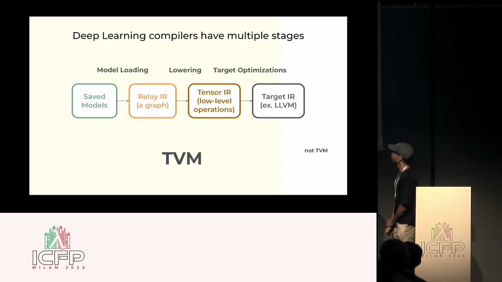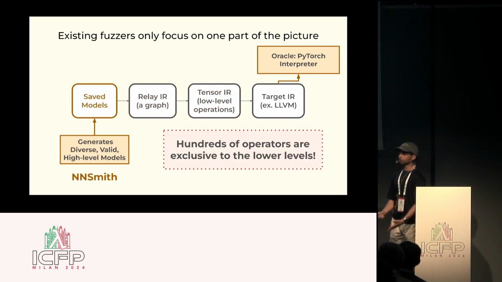One deep learning compiler I'm going to be talking about debugging is called TVM. It's an open source one. Similar to a normal compiler, it has a lot of different stages that reduce in complexity over time towards some sort of target IR, in this case LLVM. And there's a lot of different literature on fuzzing this already.